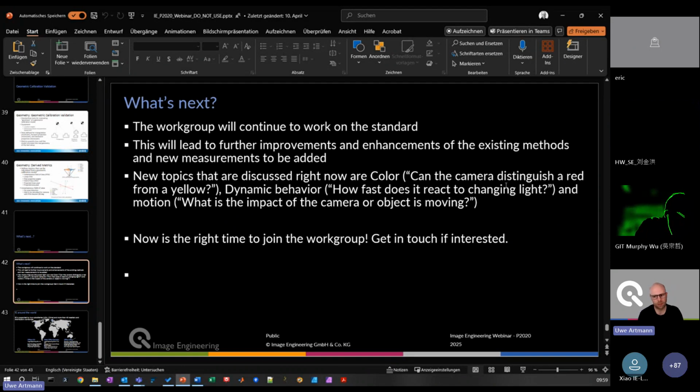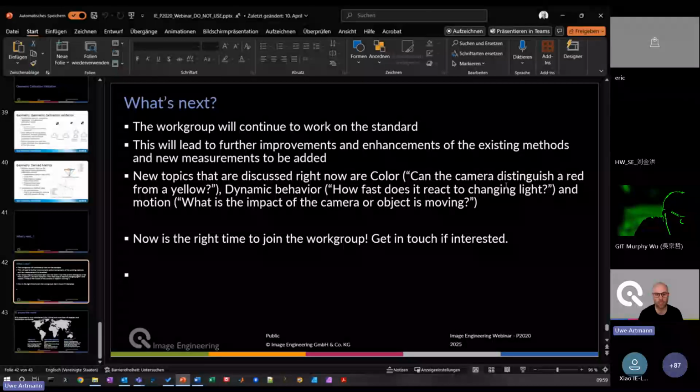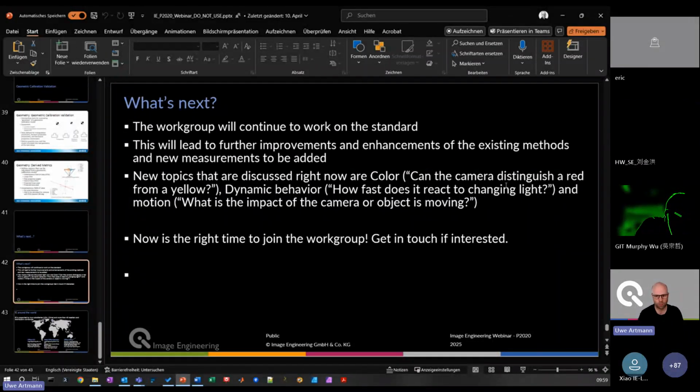So as said, right now there is no color measurement in the P2020 version. That doesn't mean color is not important. It just means it has not been addressed in that work group.